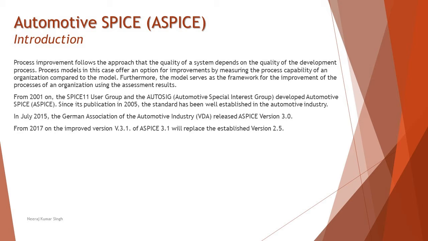As a basic introduction, from 2001 the SPICE User Group and the AutoSIG, which stands for Automotive Special Interest Group, developed the Automotive SPICE standard, and since it was published in 2005, the standard has been well established in the automotive industry, so it's very widely used. In July 2015, the German Association of the Automotive Industry, that is VDA, released A-SPICE version 3.0. In 2017, a new version, 3.1, was added, which will come into action and replace the previous versions of A-SPICE.